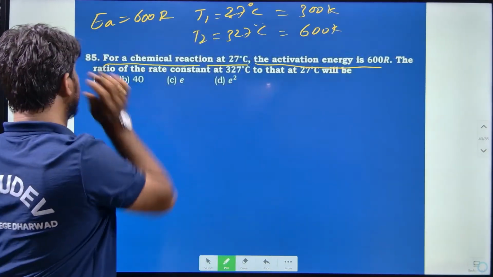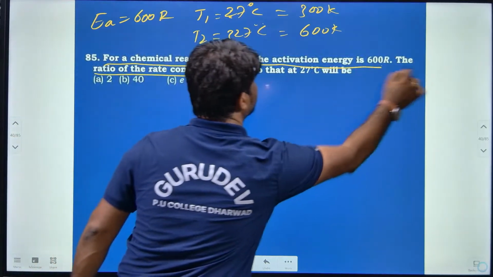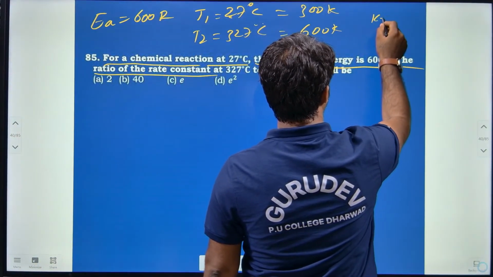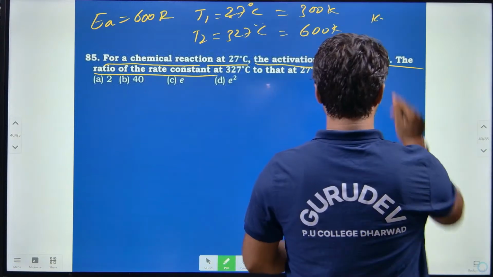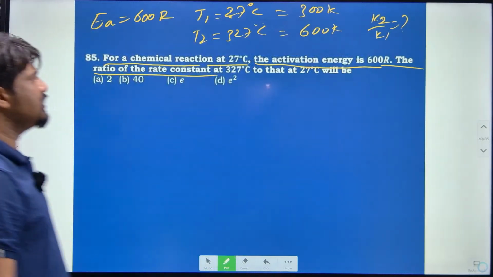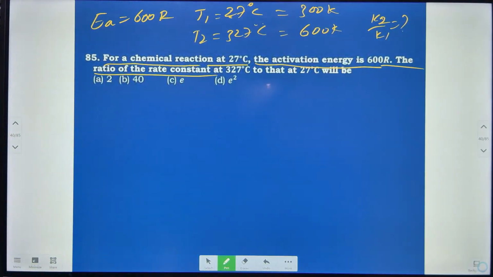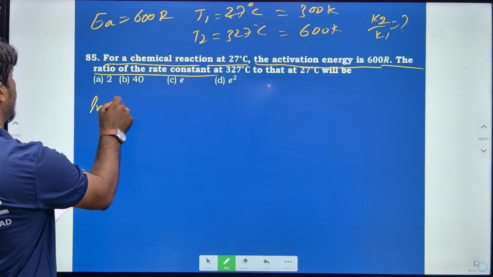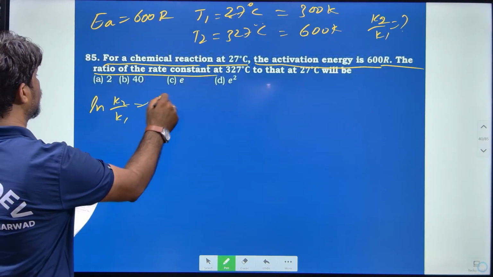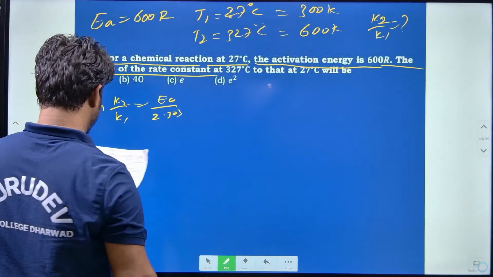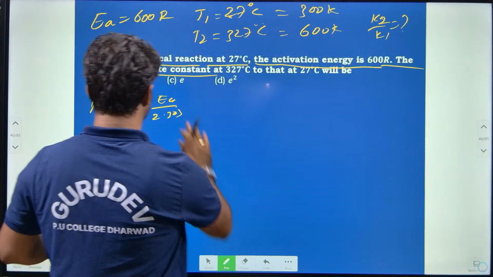What they asked is the ratio of the rate constant, that is K2 by K1. From the Arrhenius equation, I can solve this problem. That is ln of K2 by K1 is equal to Ea divided by 2.303 R. Okay, directly I will write.